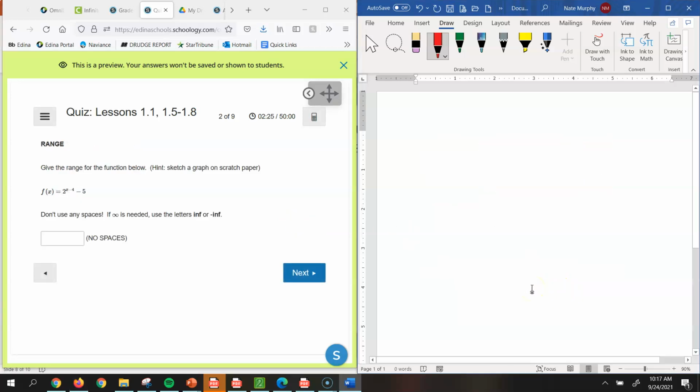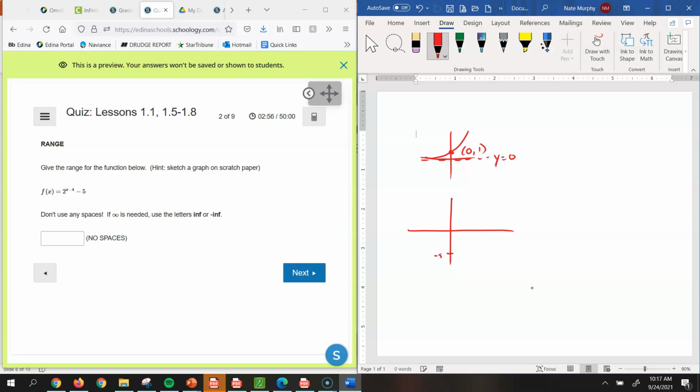All right, let's look at this one. It says give the range for the function below. We might want to sketch a graph. This is our exponential function. If you think about the parent function for this, we would have a horizontal asymptote going through where y equals 0. We would have the y-intercept where the point is 0, 1. That's the parent function. But remember, this x minus 4 means that everything is going to move to the right 4 units, and the minus 5 means that everything's going to go down 5.